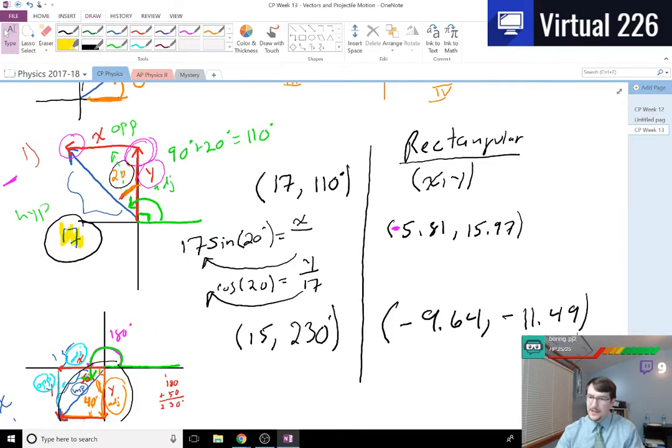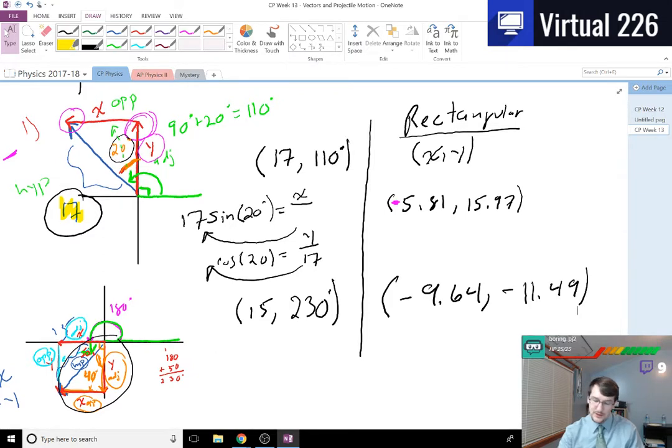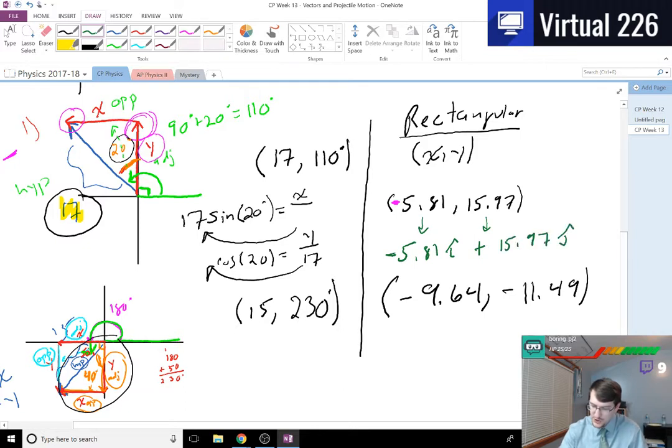Okay. If you wanted to do unit vector, you can quickly do that by simply taking the x number and the y number and just rewriting them. Negative 5.81 i hat plus 15.97 j hat. It's just x quantity, y quantity with a plus in between. Not a comma, not a semicolon.